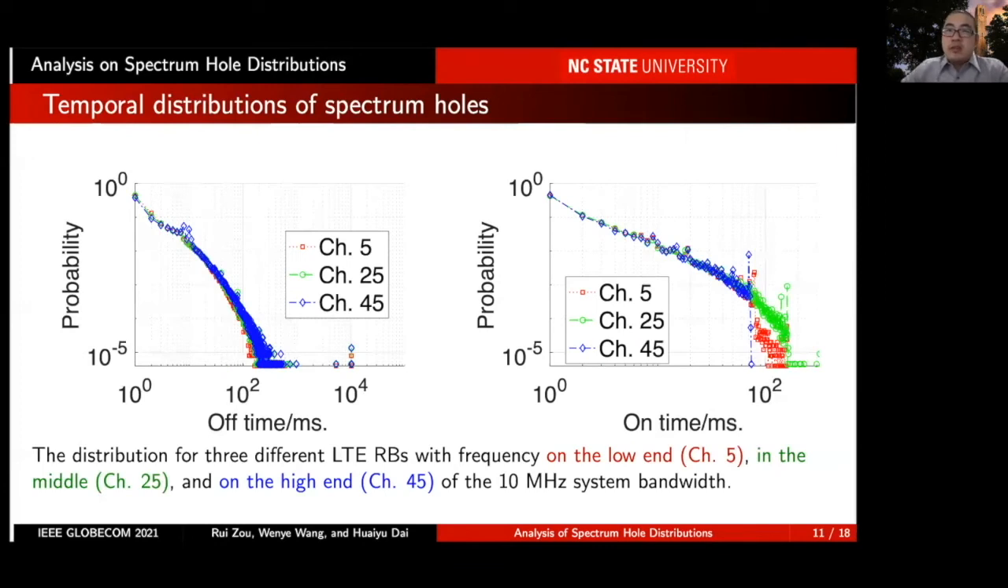These figures show the temporal distribution of LTE spectrum holes in different frequencies. Due to space limitations, the distributions of 3 RBs are plotted: RB5 in the low frequency end, RB25 in the middle, and RB45 in the high frequency end. The takeaway is that the temporal distributions of spectrum holes in different LTE-RBs are highly similar, and they all follow the probability mass of the power law function with a constant.